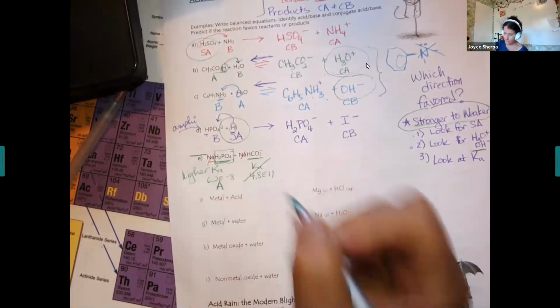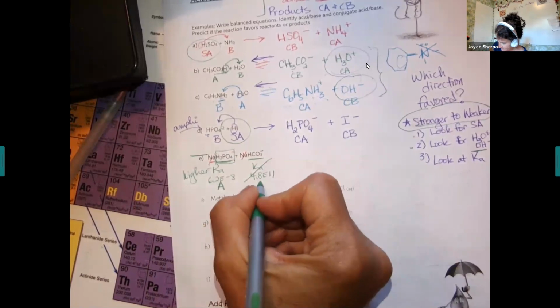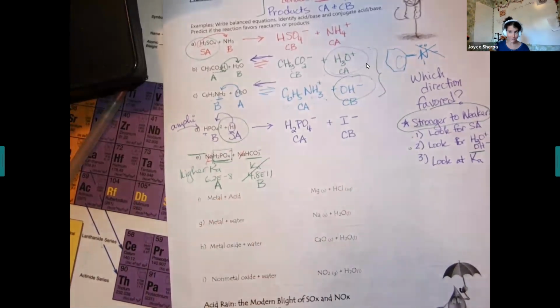That would mean this guy, we're going to ignore its Ka. This must be the base. So again, your reactants are the acid and the base. You can't have an acid plus an acid. They're not going to react that way.